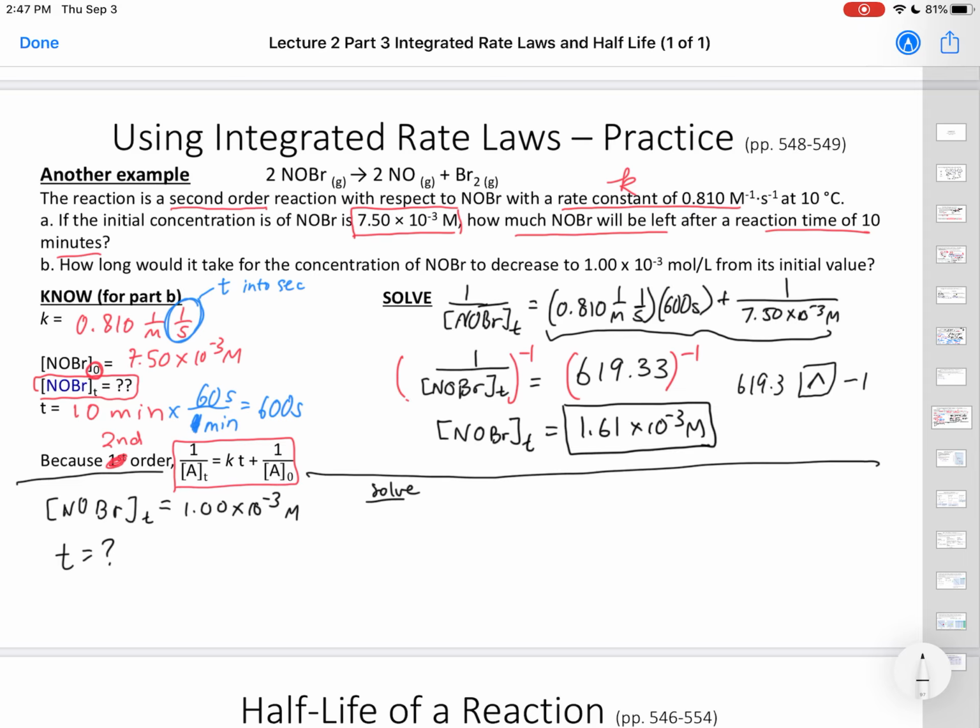So now you're just going to plug into the same equation you've been using, 1 over the concentration at time t, and you know what it is. It's 1.00 times 10 to the minus 3 M, equal to K, which is 0.810, 1 over M, 1 over s. And instead of 600 seconds, you're now solving for how long, plus 1 over the initial concentration. That has not changed. To solve this, we're going to make this whole number. So this is 1,000.